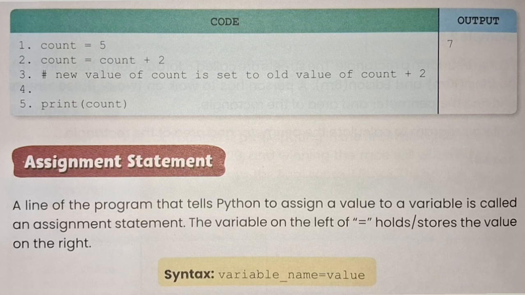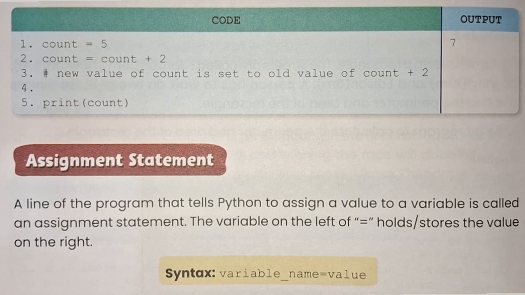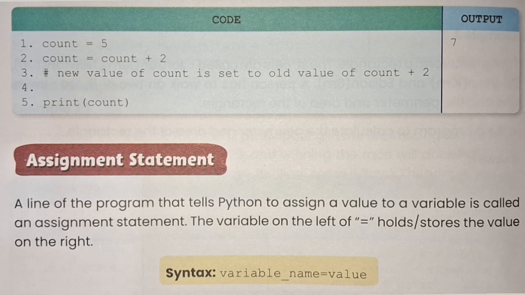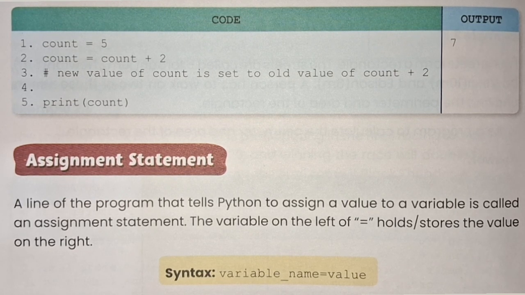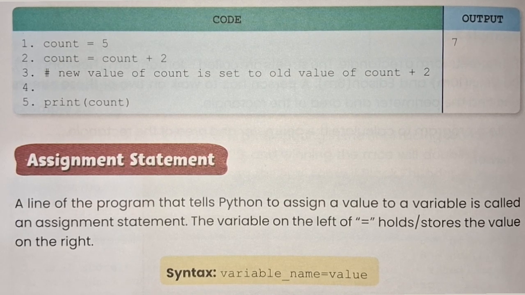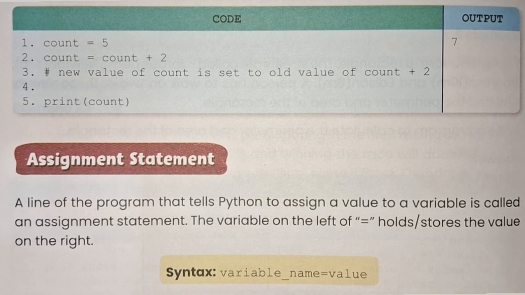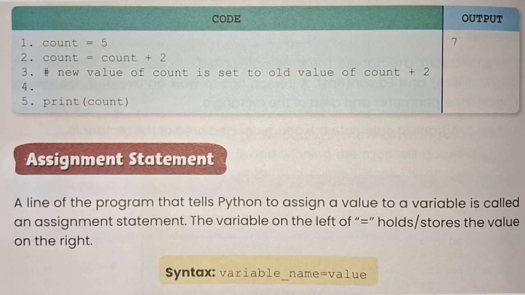Now we'll talk about the assignment statement. A line of the program that tells Python to assign a value to a variable is called an assignment statement. The variable on the left of equal to holds or stores the value on the right. Syntax: variable_name = value.